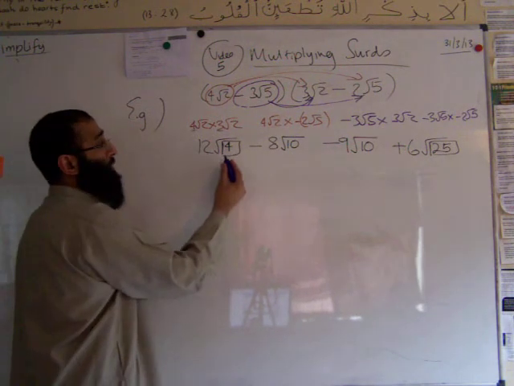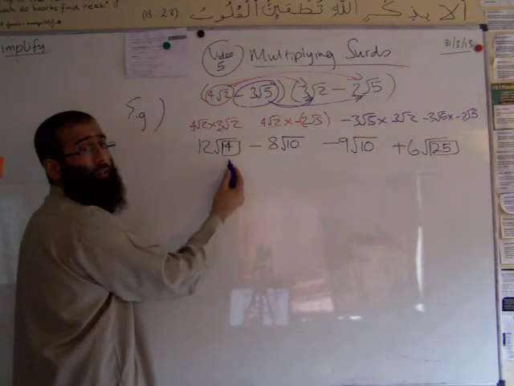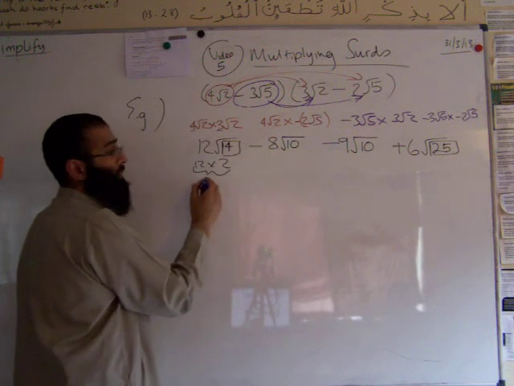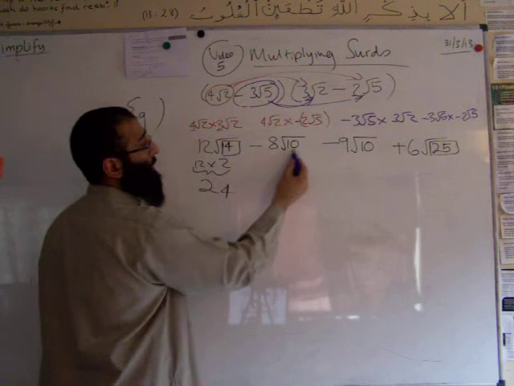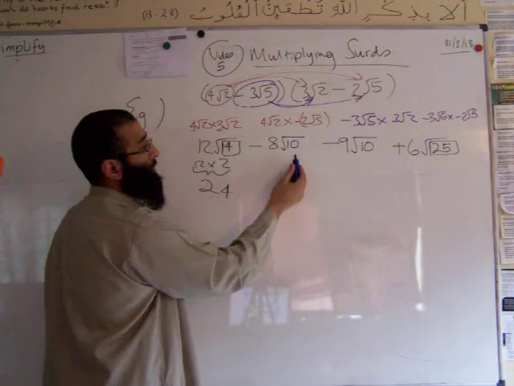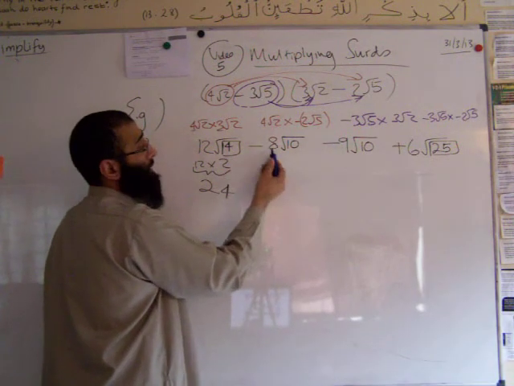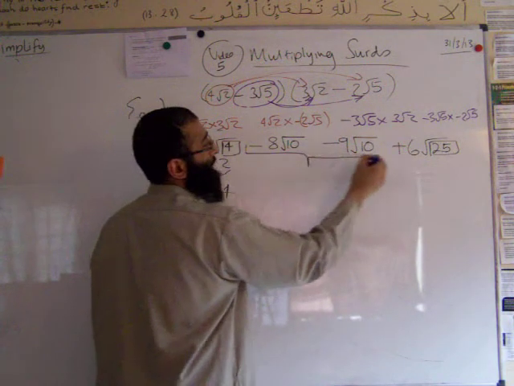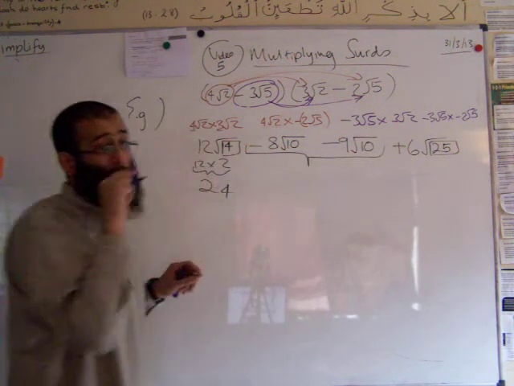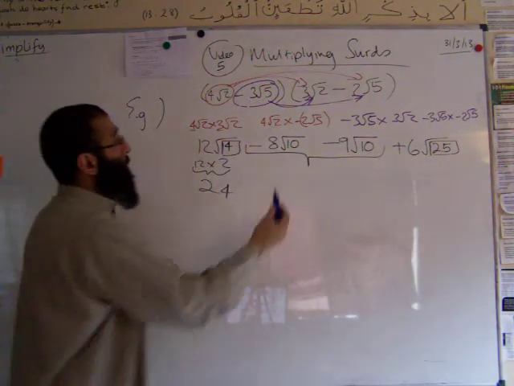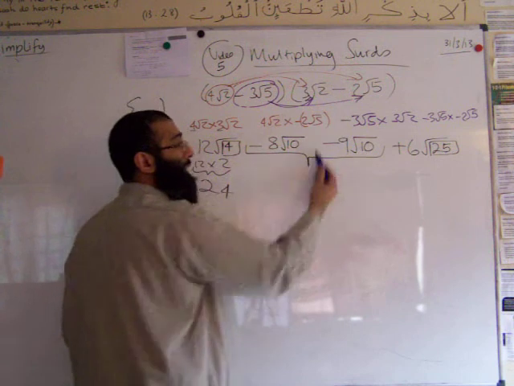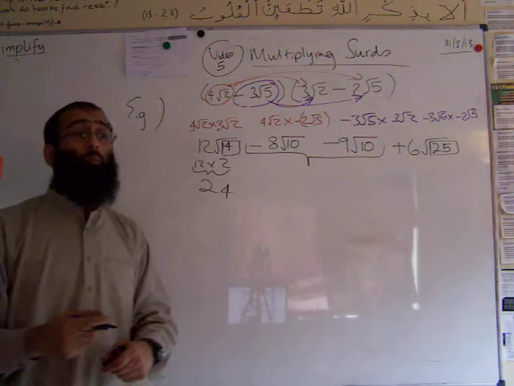So, just help me here please. Root 4 is? 2. And then 12 times by 2 is? 24. Okay, can we do anything with this? No, there's nothing to pull out from there. Can we simplify those two? Yes, we have a root 10 and a root 10. So minus 8 root 10 and minus 9 root 10 gives us a total of minus 17 root 10.